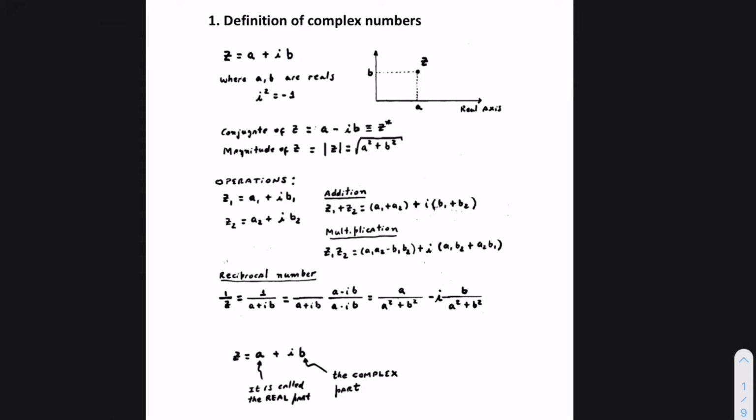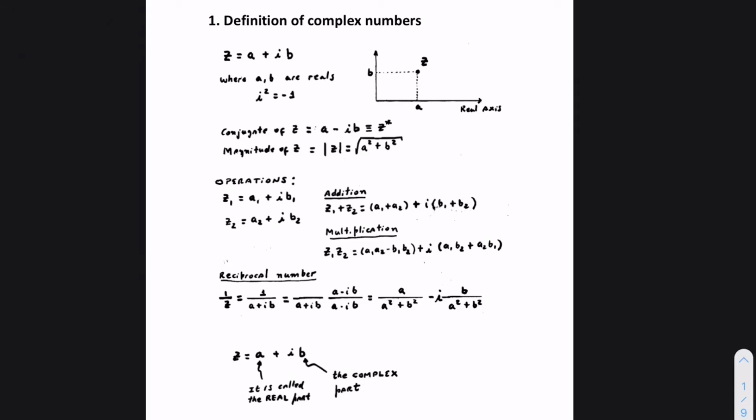Now, we can define the complex conjugate of a complex number z, which we denote by z star, as a minus ib if the complex number z was a plus ib. That means all you have to do in order to find out the complex conjugate of a complex number is change the sign of the term that contains the i, that is, the imaginary part.